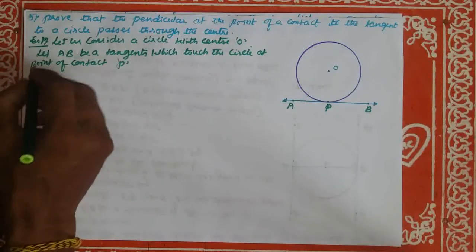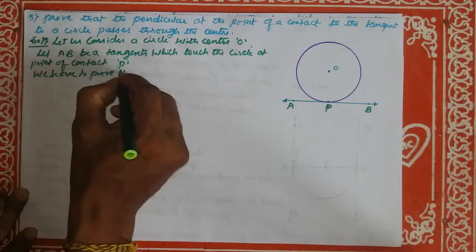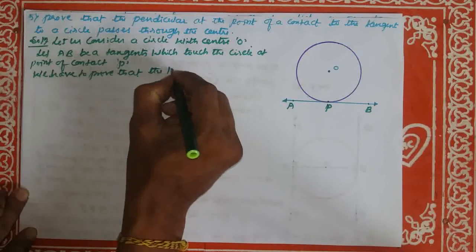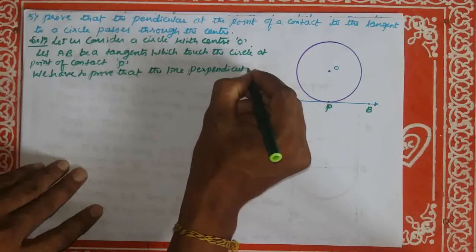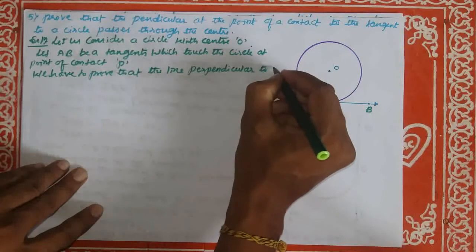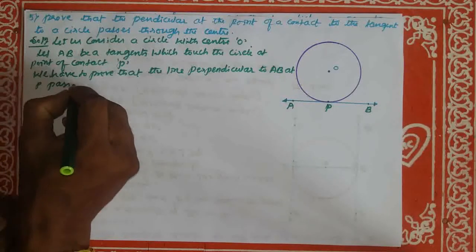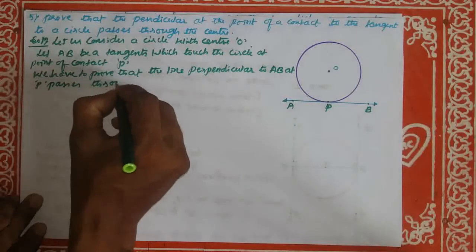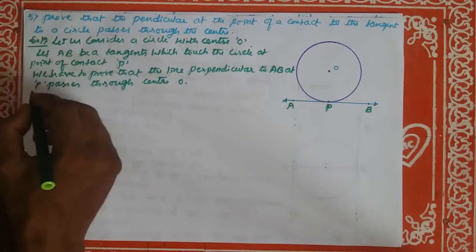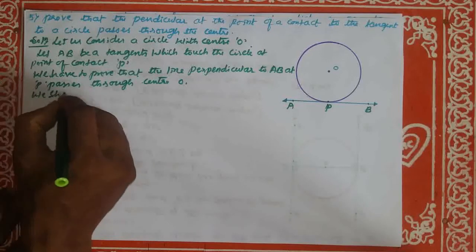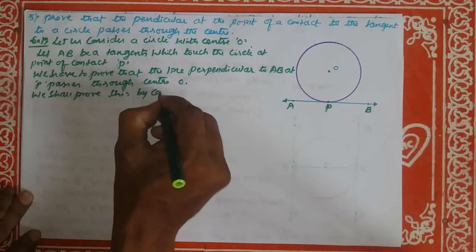We have to prove that the line perpendicular to AB at P passes through the center O. We shall prove this by the contradiction method.